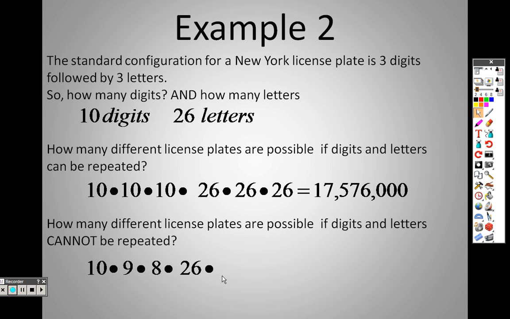So now I'm on to the letters. I have 26 different letters I can choose from, so let's say I choose the letter A. I can't choose the letter A again, so I now have 25 choices. Let's say I chose the letter B. Since I can't choose the letter A or B, I now have 24 choices. So when I multiply that together, I get 11,232,000 combinations.